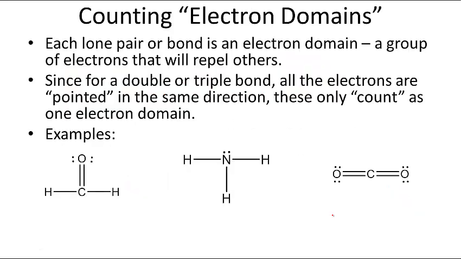Okay, so we need to find our electron pair geometry, we need to count our electron domains. Each lone pair or bond is an electron domain, a group of electrons that will repel others. The trick is that for a double or triple bond, all the electrons are pointed in the same direction, because they're between the same two atoms. A double and triple bond only counts as one electron domain. So it doesn't matter if you have a single, double, or triple bond. Each one of those instances is only one domain when you're counting. So at your tables, quickly count how many domains there are around C, N, and C.